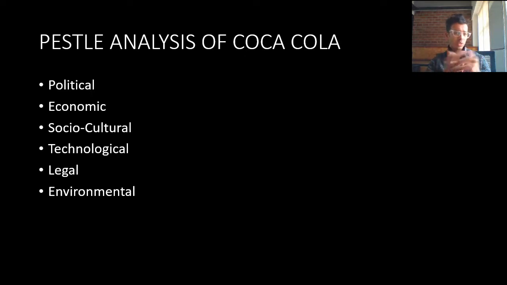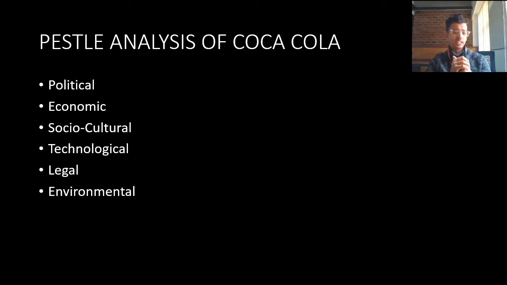So this is just a couple of examples we have taken to look at PESTLE analysis of an organization to see the kind of factors that they will have around them. Mainly in terms of marketing is what we're going to focus on. But these are essentially the factors that they cannot control.